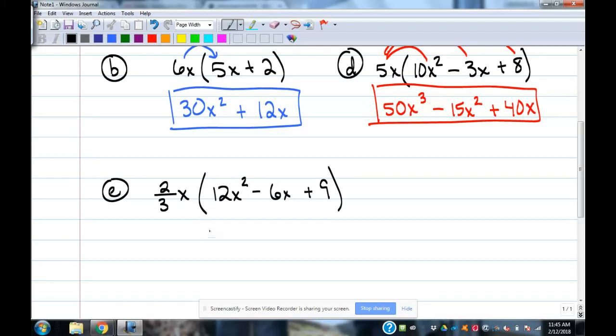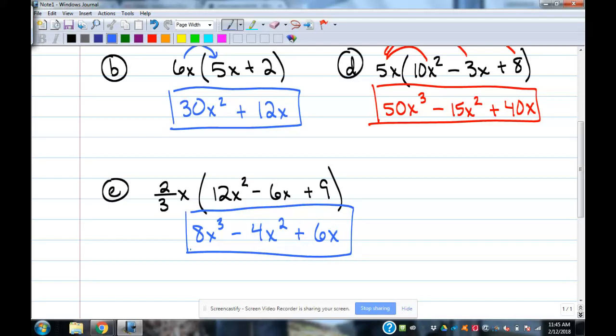8, x to the what power? 8x cubed. 2/3 of 6. 4x squared. 2/3 of 9. 6 and then an x. What's the degree? 3. What will we classify it as? Trinomial.